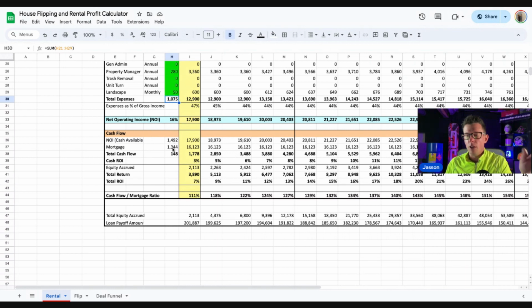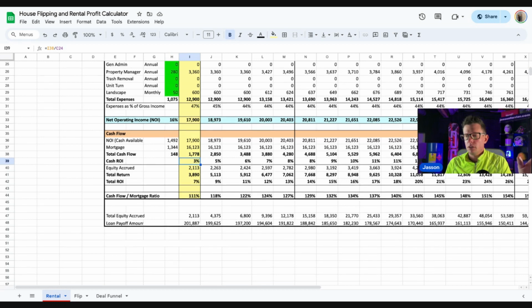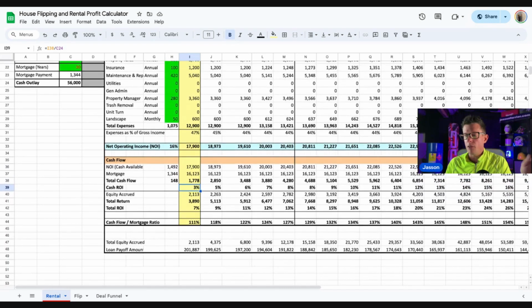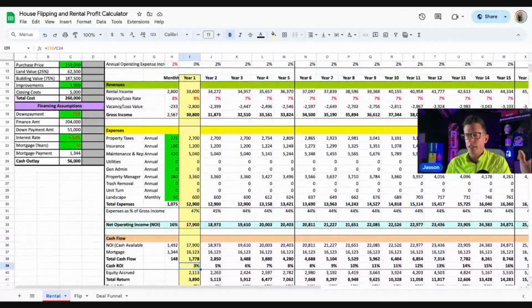So I'm left with adding in my mortgage at 1,344, and that leaves me $148 a month, or $1,778 per year, for an ROI of 3%, which isn't amazing. However, if you were like in California, that would be good. I imagine it would be for anything to cash flow.